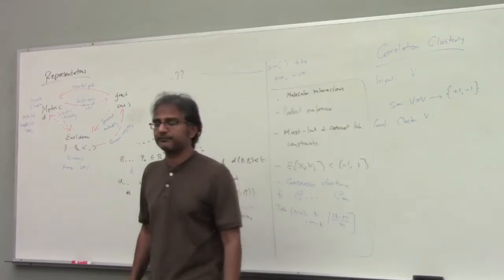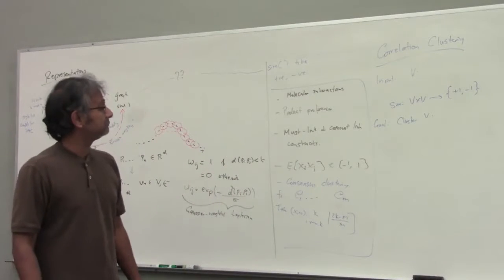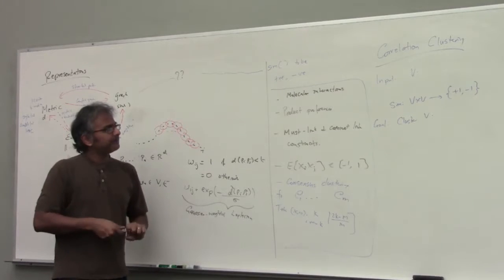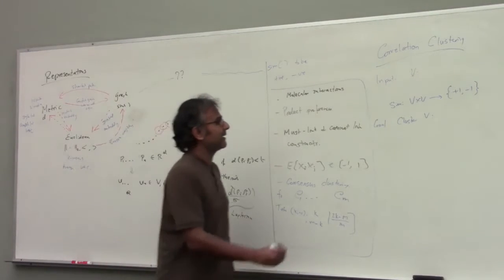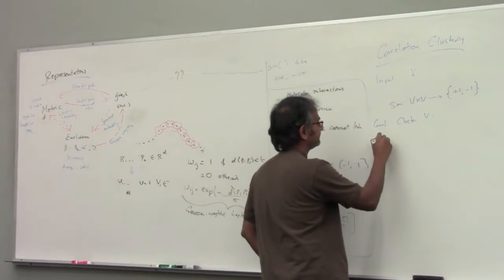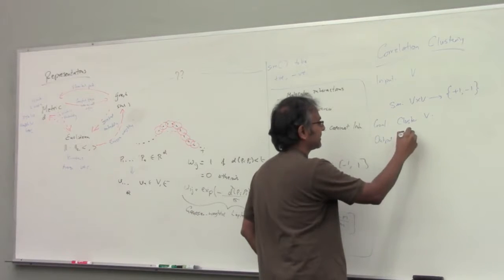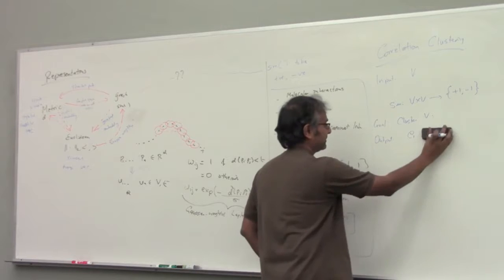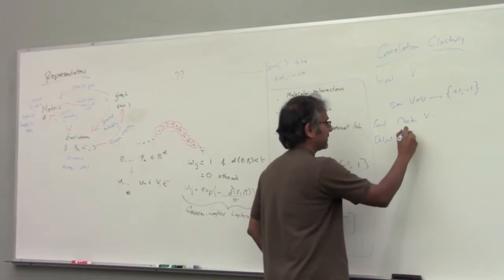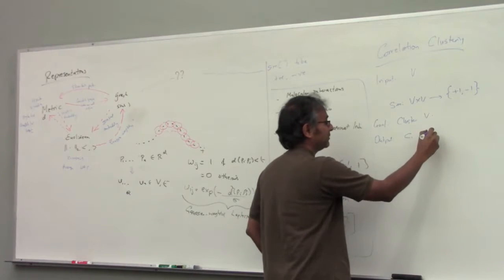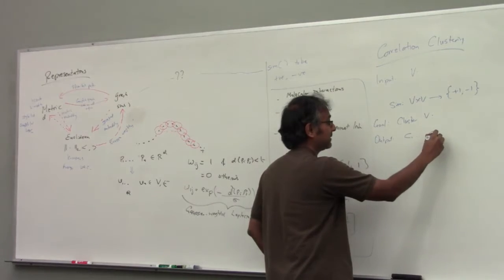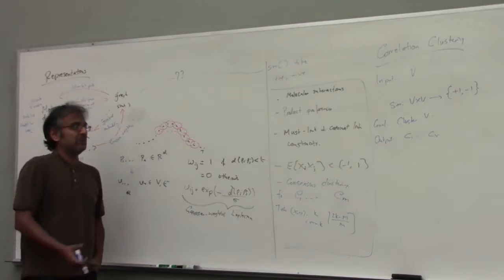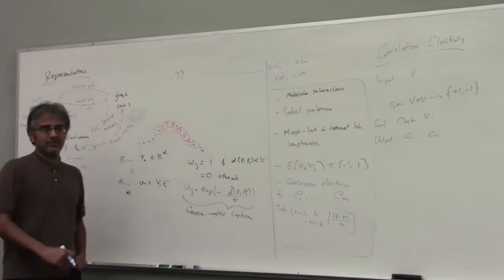You want to maximize the sum of what? Of similarities of points within the cluster over all the clusters. So let's say that our output is some clustering C1 to some number CR. What is the cost of this? Then we're going to say we want to minimize something. So what is the cost of this?